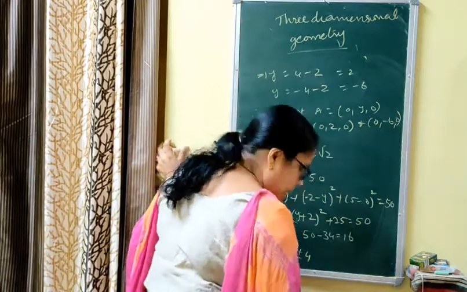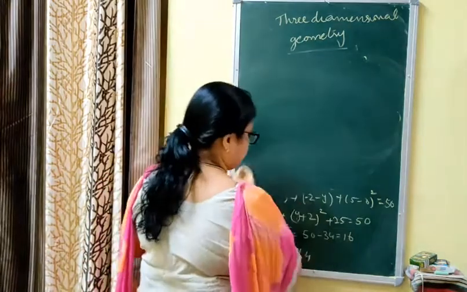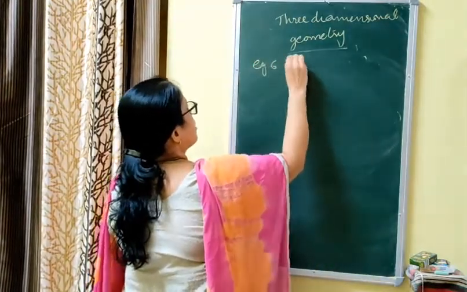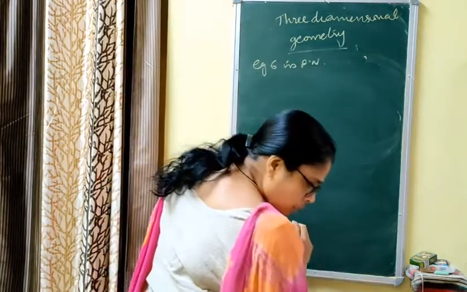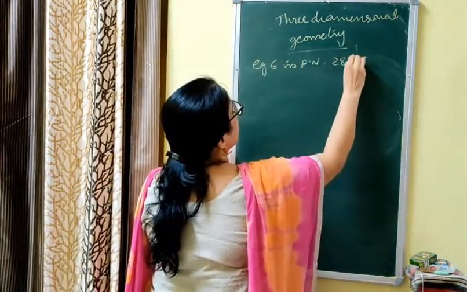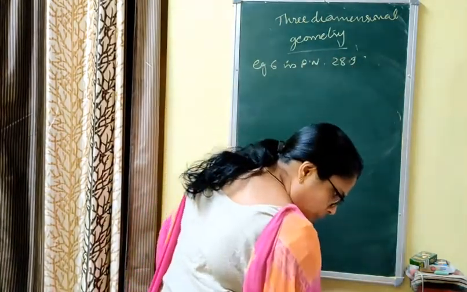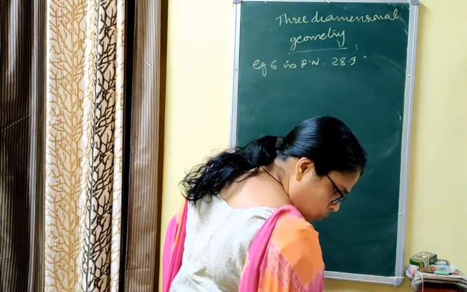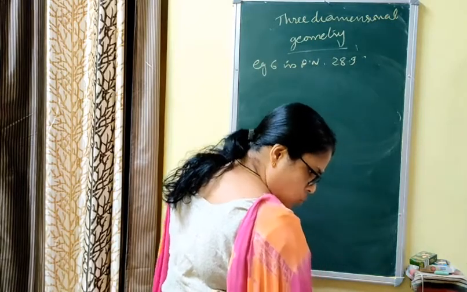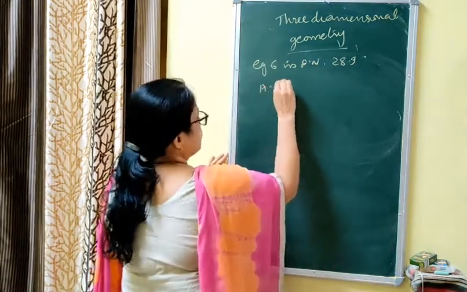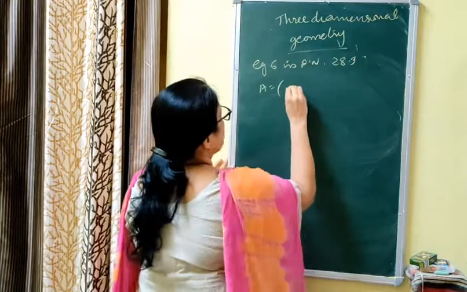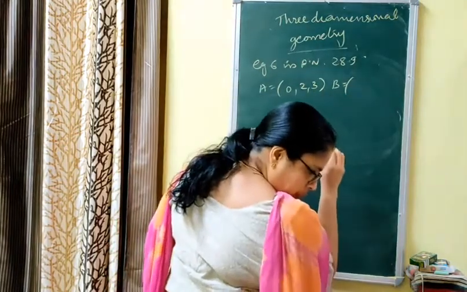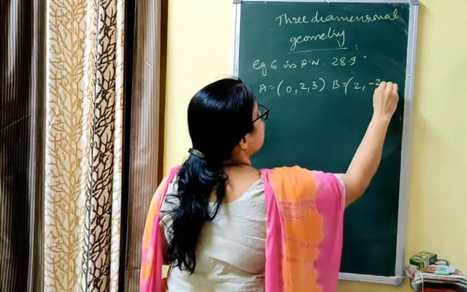Now, the next question is Example 6 on page number 28.9. I am reading the question. Find the locus of the point which is equidistant from the points A (0, 2, 3) and B (2, minus 2, 1). You are given two points A (0, 2, 3) and B (2, minus 2, 1).